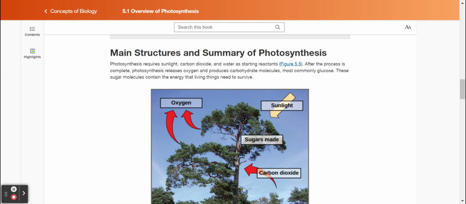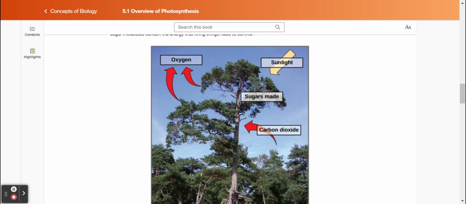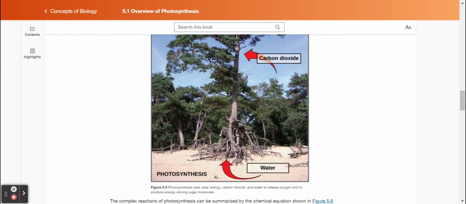Photosynthesis requires sunlight, carbon dioxide, and water as starting reactants. After the process is complete, photosynthesis releases oxygen and produces carbohydrate molecules, most commonly glucose. These sugar molecules contain the energy that living things need to survive. Figure 5.5. Photosynthesis uses solar energy, carbon dioxide, and water to release oxygen and to produce energy-storing sugar molecules.